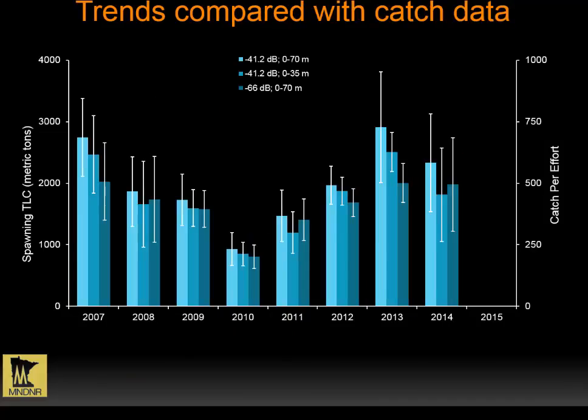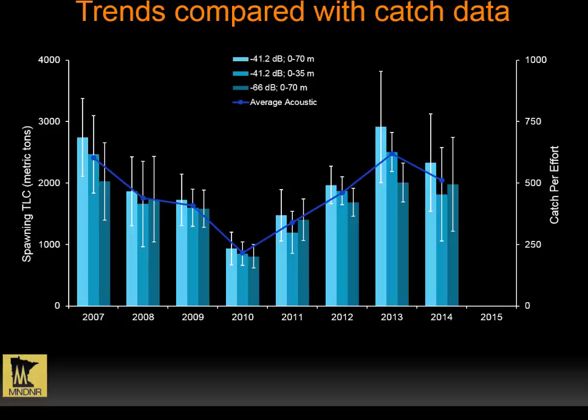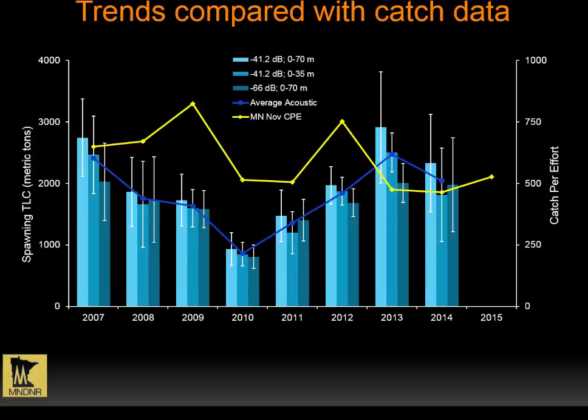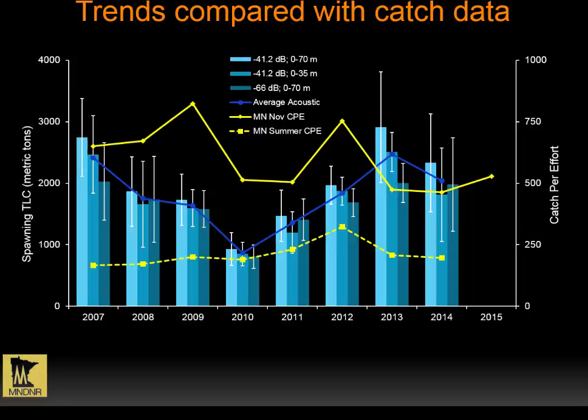We can also look at the hydroacoustic trends compared with our catch data. So again, we have this decreasing trend and sort of an increasing trend. We can average out the 3 SOP methods to get sort of an average acoustic trend, and we can compare that with the catch data. So this is commercial catch data from November. So this is the roe fishery from all the 3 Minnesota units. And we can also look at the summer commercial catch as well. But the hydroacoustic trends don't seem to match very well with what we see in terms of commercial catch.